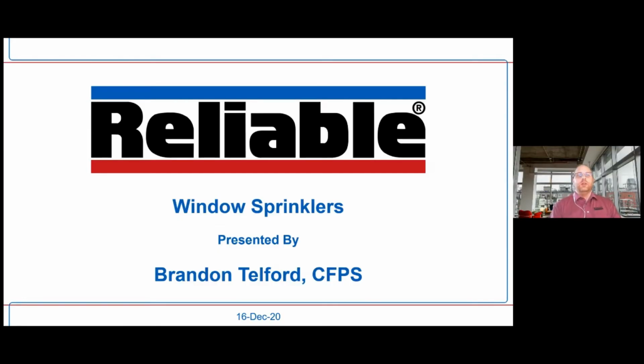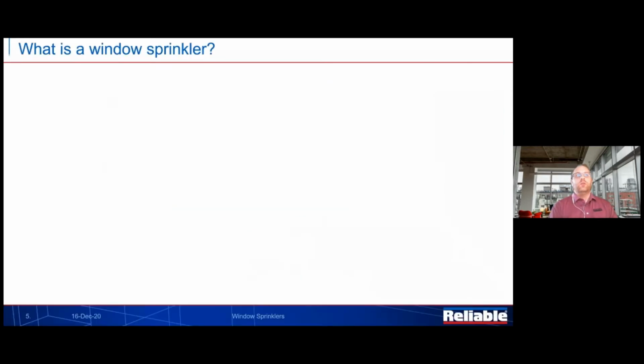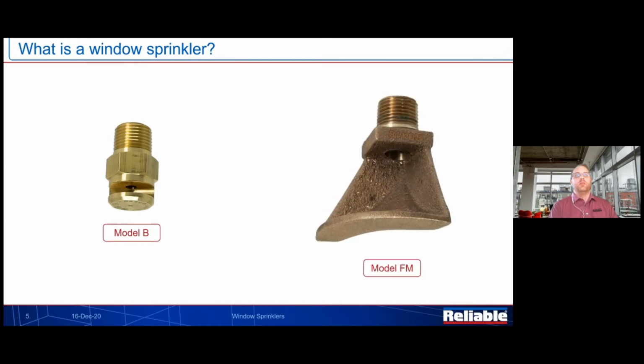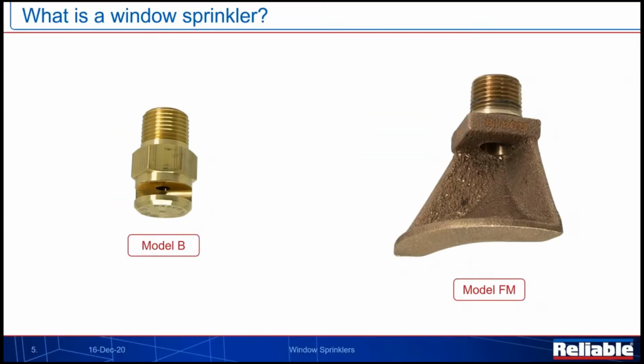Thank you everybody for attending today. As we mentioned before, we're going to discuss window sprinklers and how they're used. If you looked at the Reliable product portfolio up until very recently, when we talked about window sprinklers or window nozzles, it mainly revolved around our Model B and our Model FM, primarily used for deluge applications to protect windows from exposure issues. That isn't what today's presentation is going to focus on.